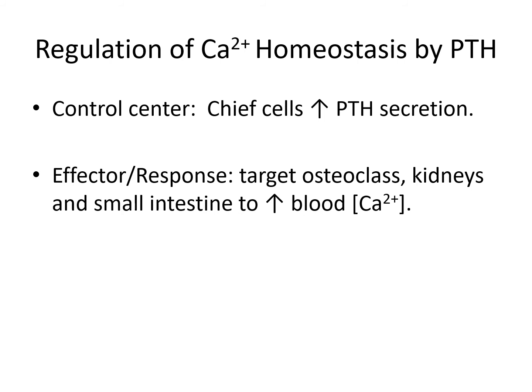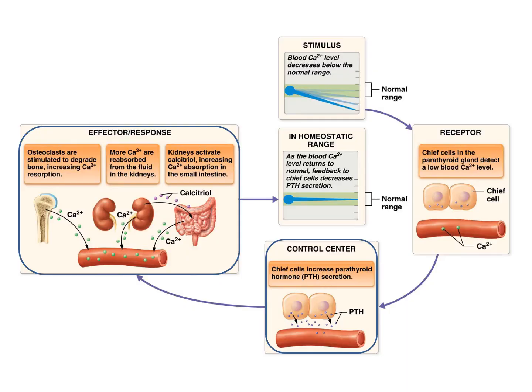The control center are the chief cells again, and they increase parathyroid secretion. And the effector response is to target osteoclasts. Okay, I guess I made a little typo here. The kidneys and the small intestine increase blood calcium levels. So parathyroid hormone will have effects on osteoclasts to increase blood calcium levels, as well as increased calcium absorption by the kidneys and calcitriol to increase blood calcium levels.